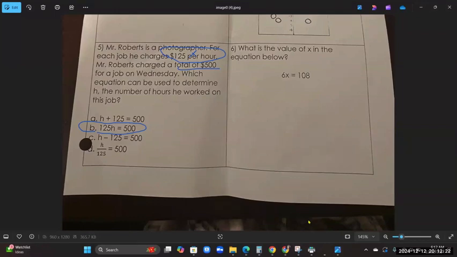What is the value of x in the equation? 6x means they are multiplying, so we would divide by 6 to get x is equal to 8. Yeah, x is equal to 8.